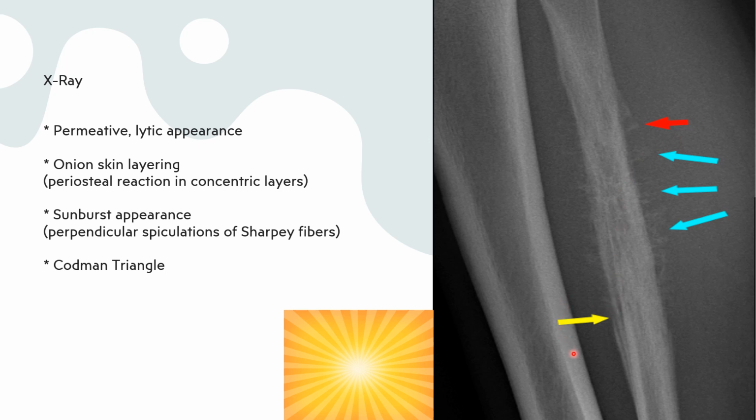Over here we have an onion skin appearance, which is the exact opposite because the periosteum has enough time to lay down concentric layers which are parallel to the bone itself. And so these somewhat resemble an onion skin layering, so that's what they're called. In the middle, you have a moth-eaten appearance or lytic appearance of the bone because of the destructive nature of this malignant tumor.